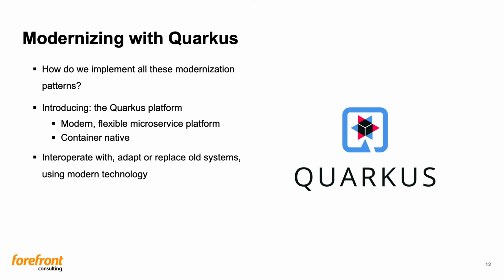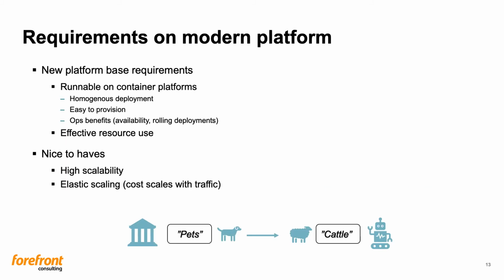But in short, it's a modern and flexible microservice platform, which is meant to be container native. And you can use it to easily interoperate with, adapt or replace old systems while still using modern technology. But let us zoom out for a little bit and look at the bigger picture. What kind of requirements do you have on a modern platform in your organization? Of course, it will be very different depending on where you're coming from and what kind of competence you have focused on. But I will go through what I think are some base requirements when selecting a modern platform.